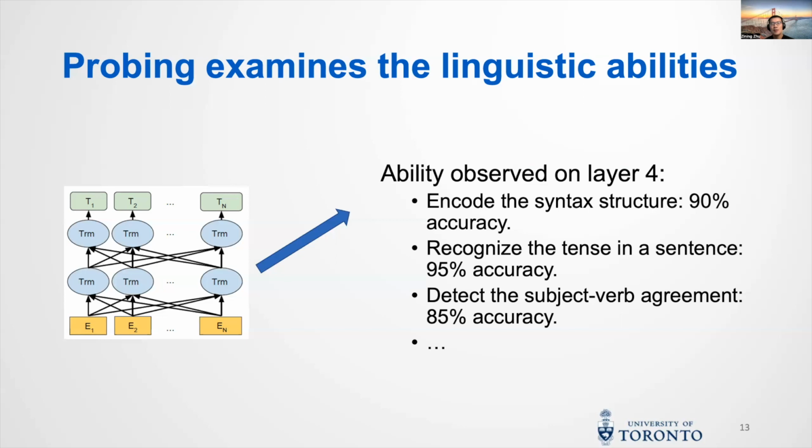Same applies to the tense prediction. So if the representation of this layer can be used to predict the tense well, then you can say that this model contains sufficient ability to encode the tense.